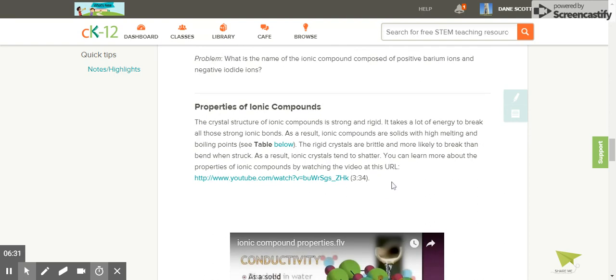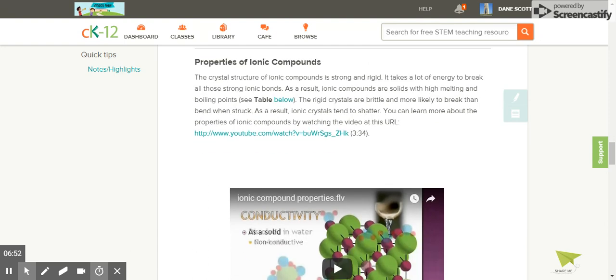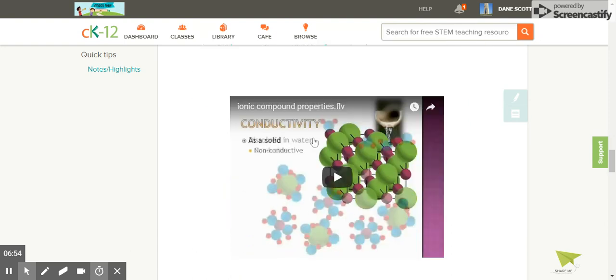The crystal structure of ionic compounds is strong and rigid. It takes a lot of energy to break all those strong ionic bonds. As a result, ionic compounds are solids with high melting and boiling points. The rigid crystals are brittle and more likely to break than bend when struck. As a result, ionic crystals tend to shatter. You can learn more about the properties of ionic compounds by watching the video at this URL.